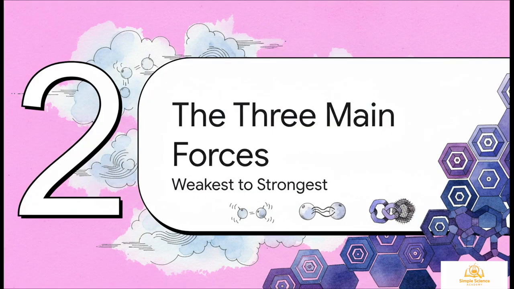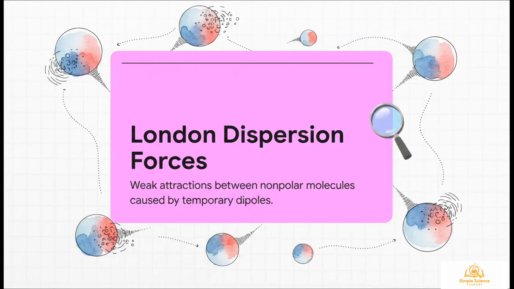So it turns out these intermolecular forces come in a few different flavors, and each one has a different strength. Let's meet the three main types, and we'll go from the weakest all the way up to the strongest. All right, first up, we have London dispersion forces. These are the weakest of the bunch, but they're also universal. They act between all molecules, no exceptions. They're caused by the completely random movement of electrons.